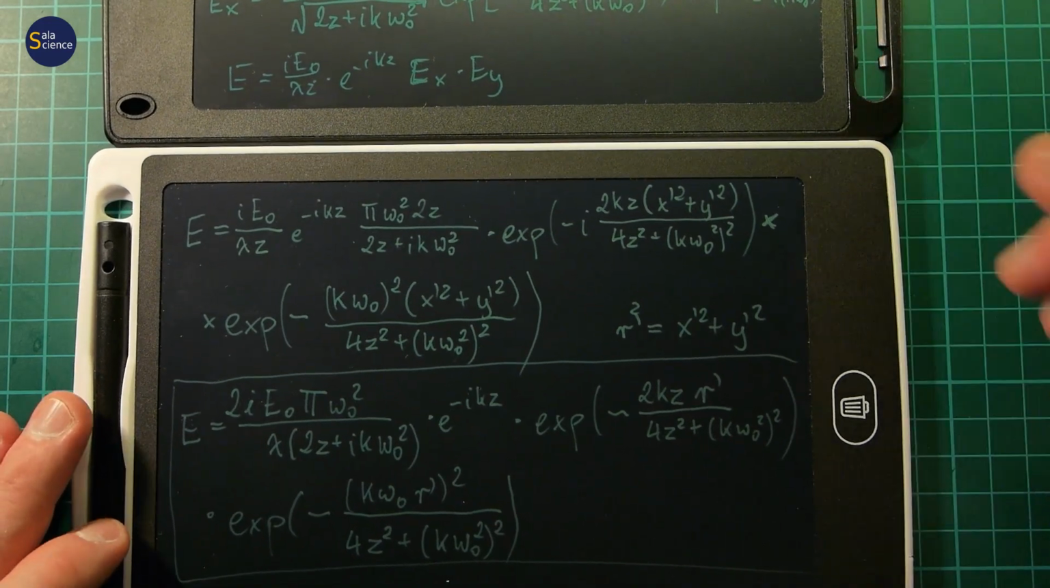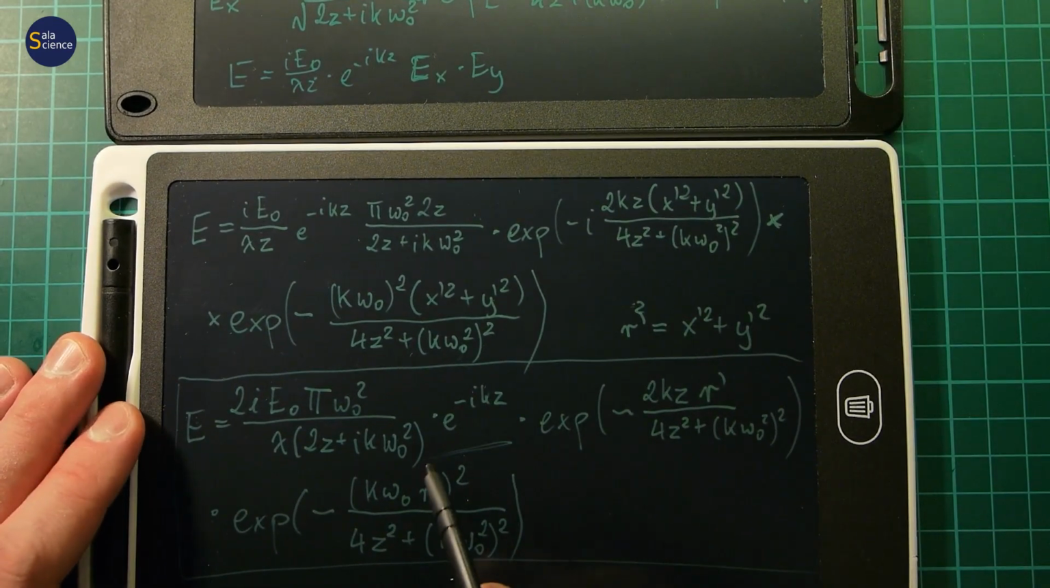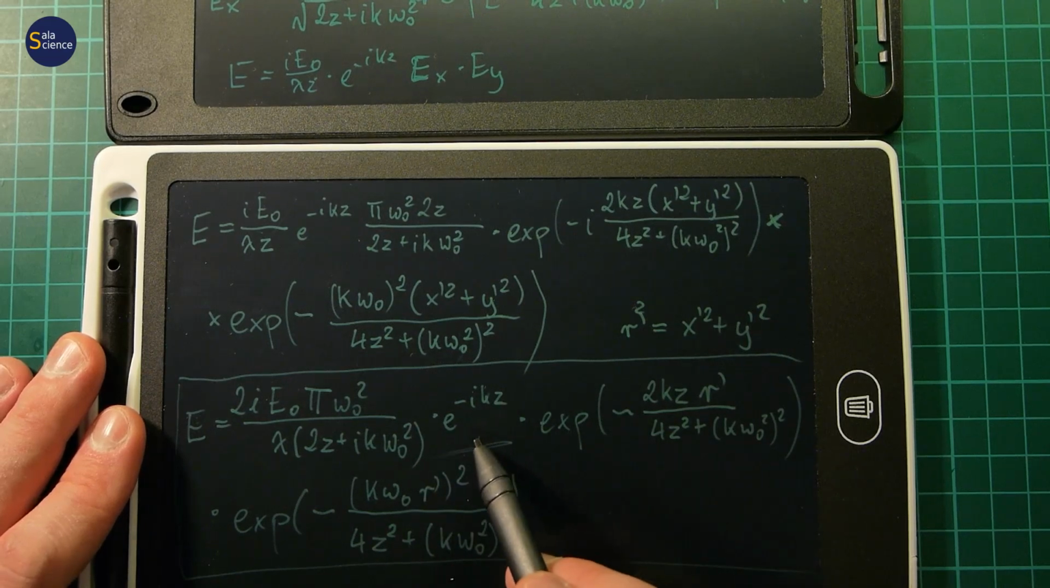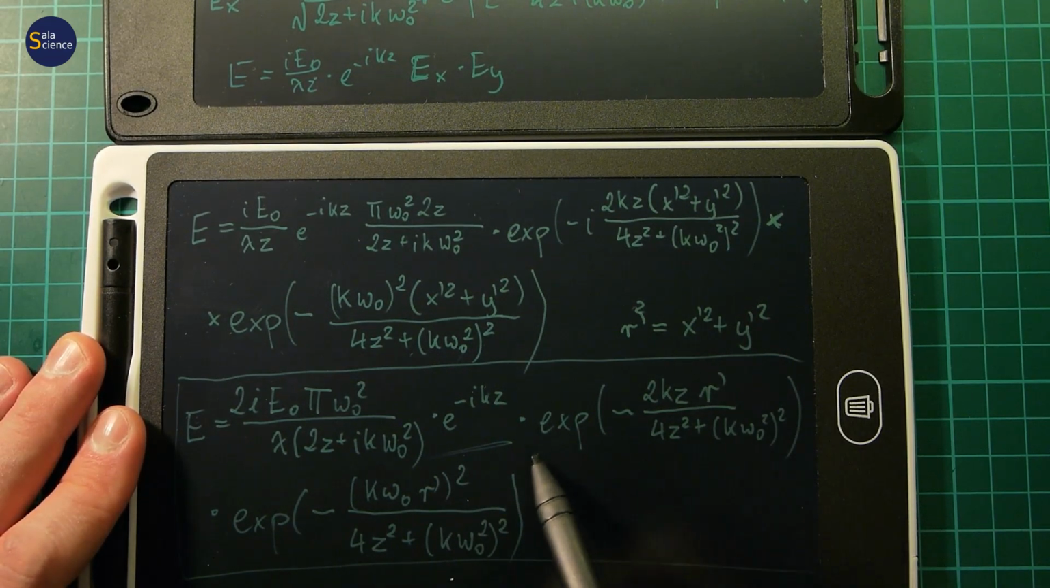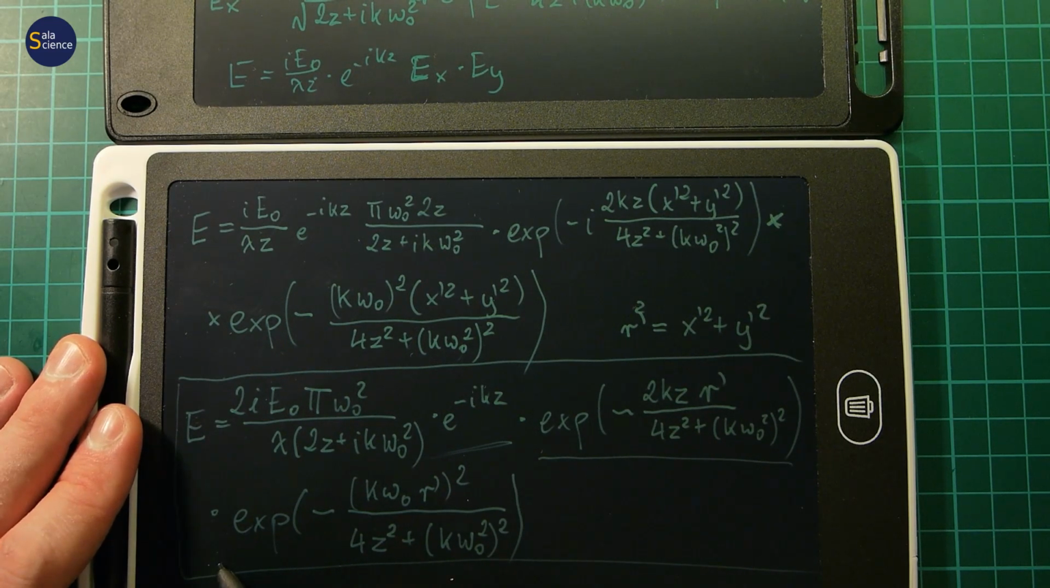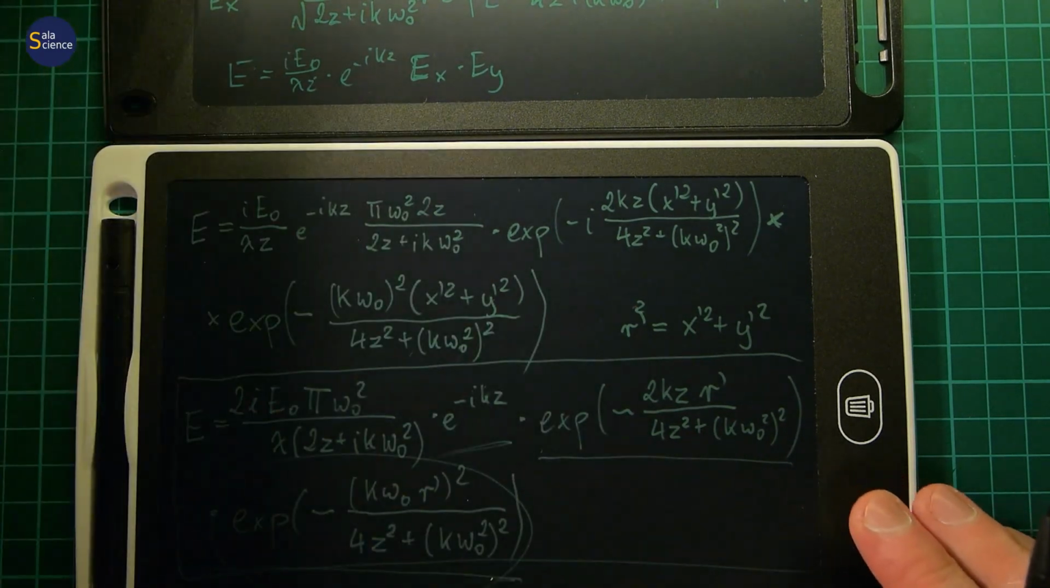Okay, so we have a final solution on the electric field in x prime y prime plane at z. We have a few terms here. The first one describes the phase of the plane wave. The second one describes the curvature of the phase front of this beam. And the last one describes the transverse distribution of the electric field. So now we will focus on the last exponent.